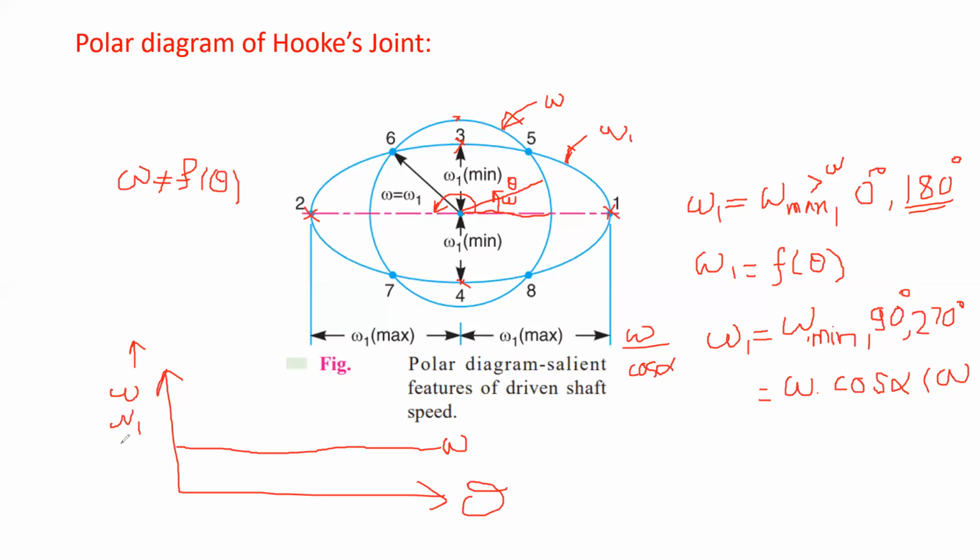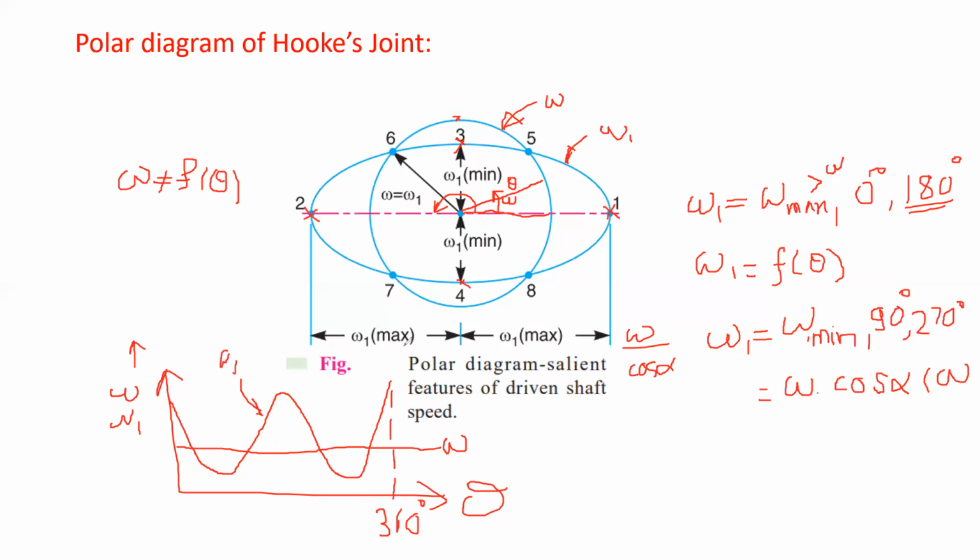But omega 1 is changing. Initially it is maximum, then it comes to minimum, then it again reaches maximum value, then comes to minimum value, and again maximum value up to 360 degrees. So here one revolution will complete and again the cycle will repeat. So this is nothing but the variation of omega 1.